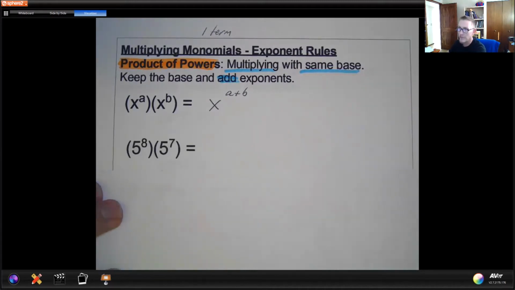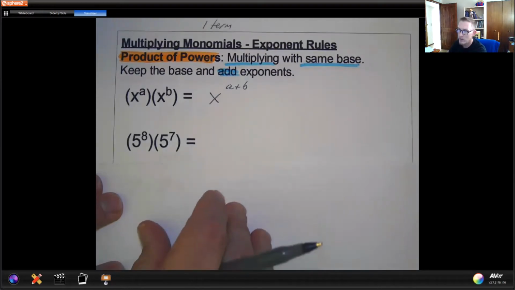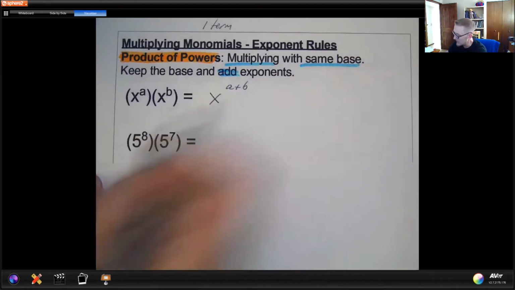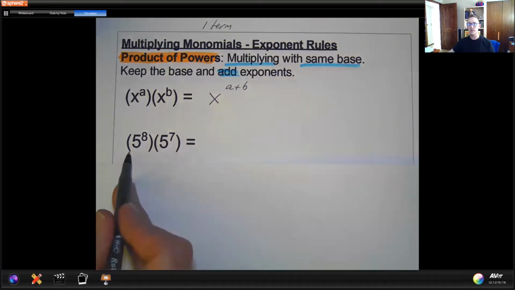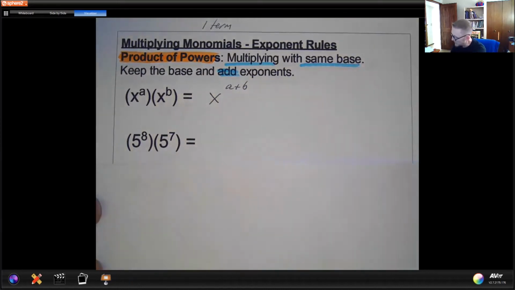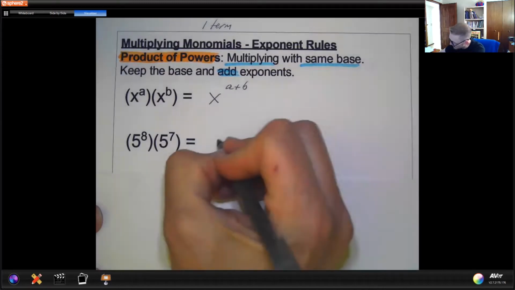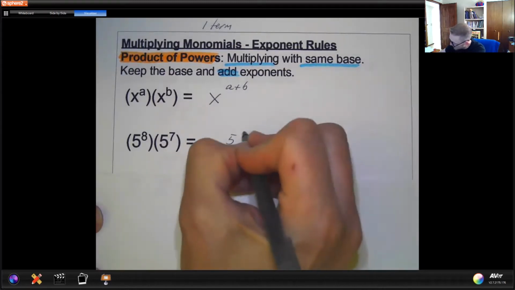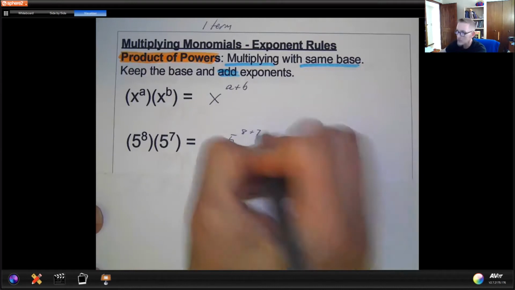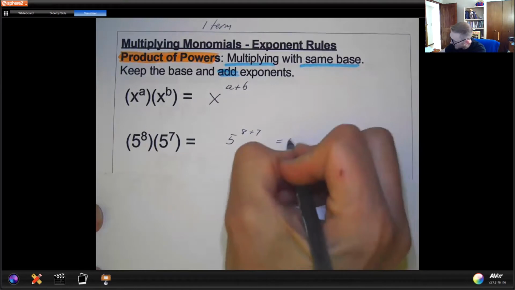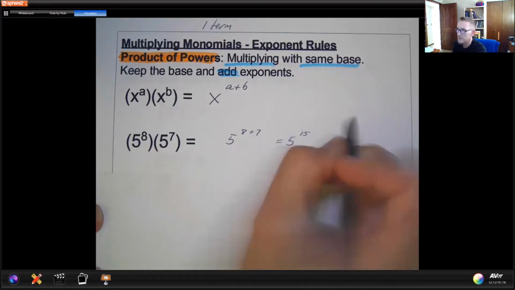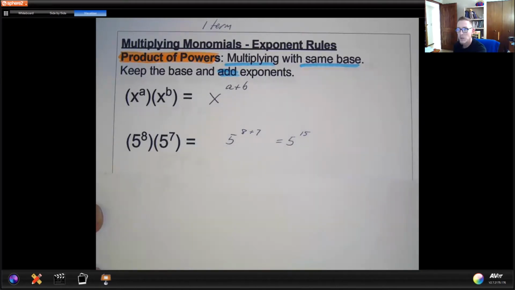So let's look at this here. 5 to the 8th power times 5 to the 7th power. Remember, keep the base. It is very tempting to see multiplication and tell me that it's going to be 25. All right, but this is going to keep the base, so it's going to be 5 to the 8 plus 7th power, which is going to equal 5 to the 15th power. Keep the base, add the exponents.